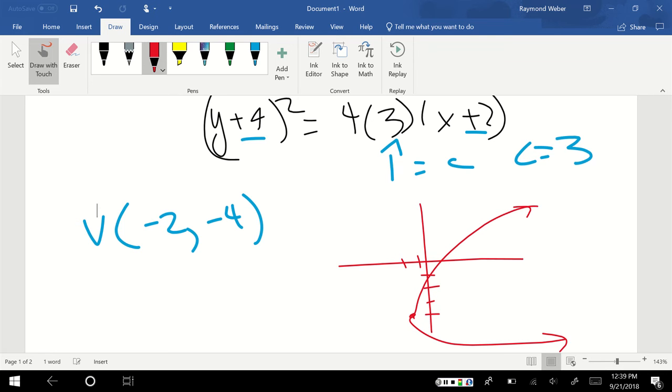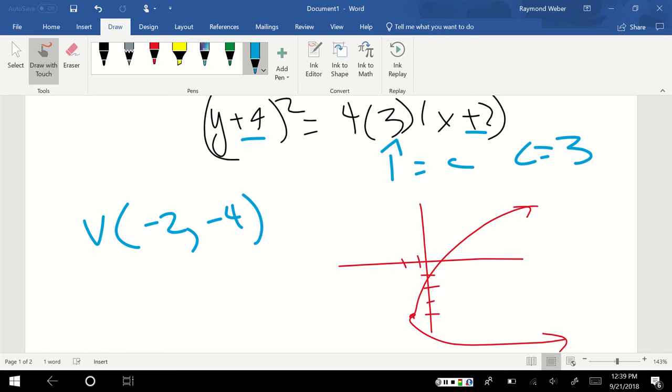How do I know which way it opens? Well, C. If C is positive, it opens in the positive direction, so in this case, that's towards the right. If C had been negative, it would open the other way, in the negative direction. This also holds true if it was vertical. If C was positive, it opens up. If C is negative, it opens down.